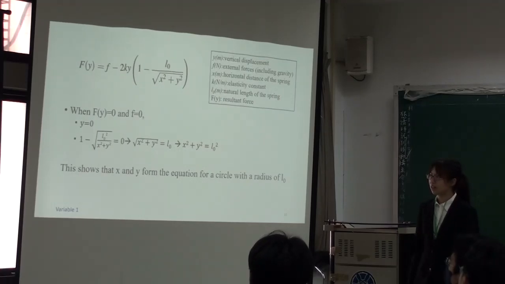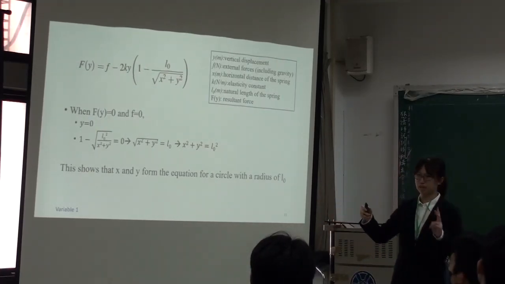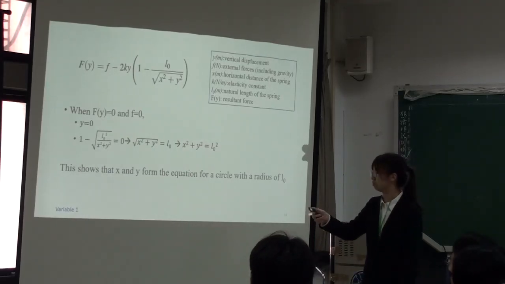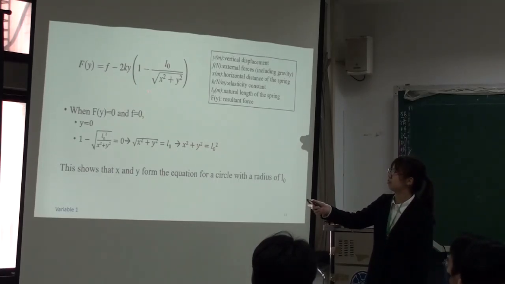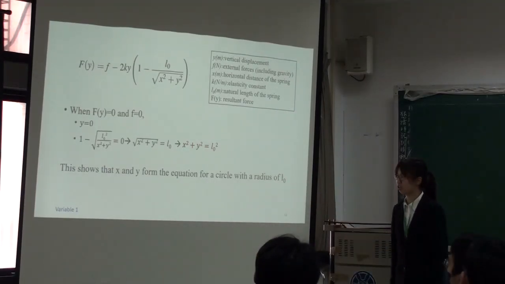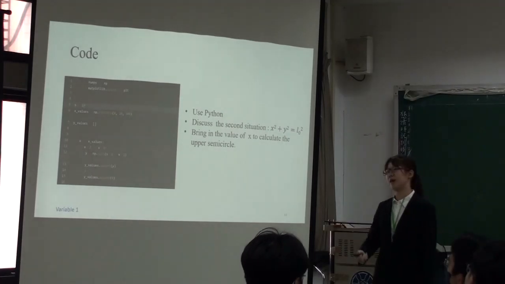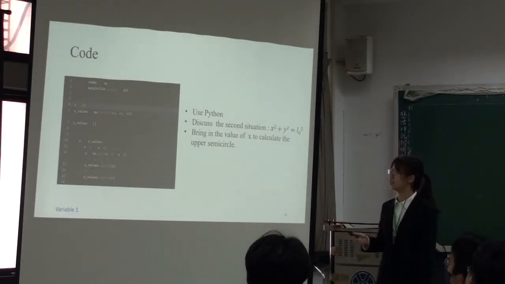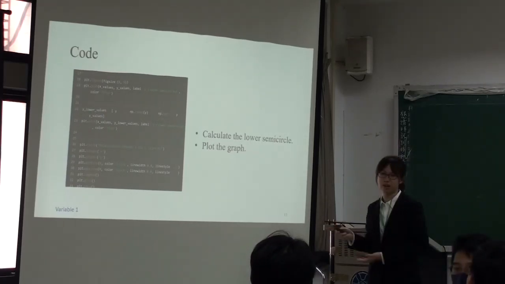So here, when the resultant force and the external force both equal 0, there might be two conditions. The first one is y equals 0, or this equals 0. So we can get that x and y form the equation for a circle with a radius of L0. So here's our code. We use Python to do the numerical simulation, and we discuss our second situation, and then we calculate and plot the graph.